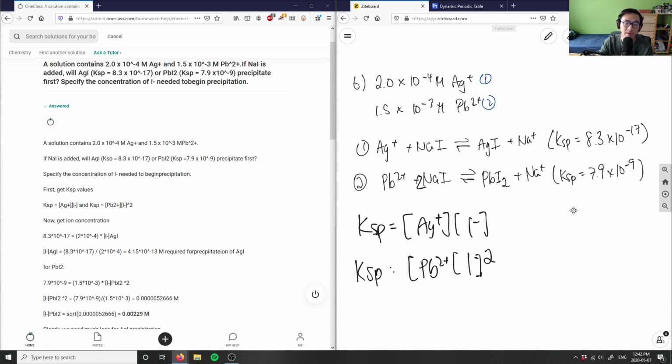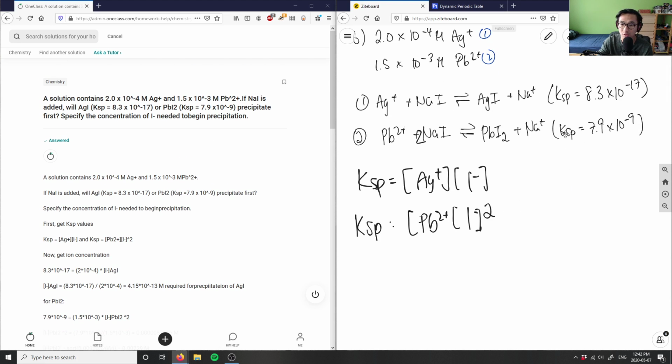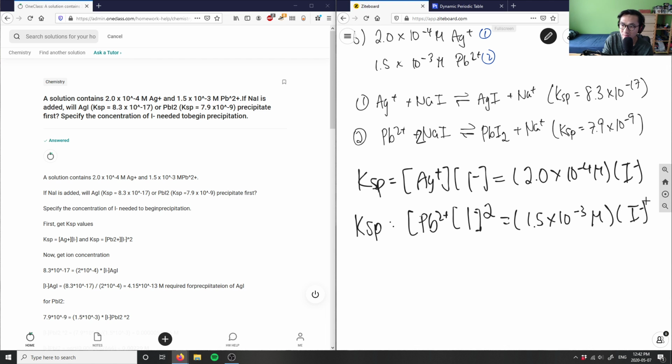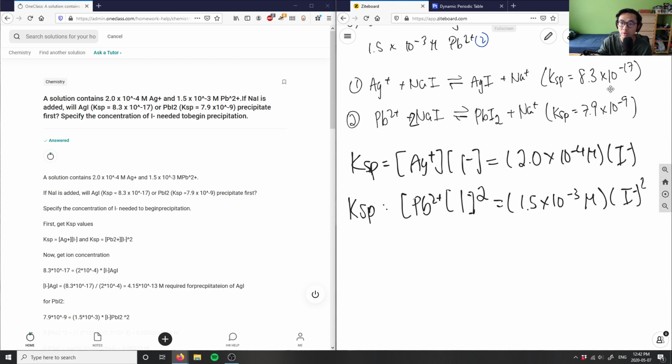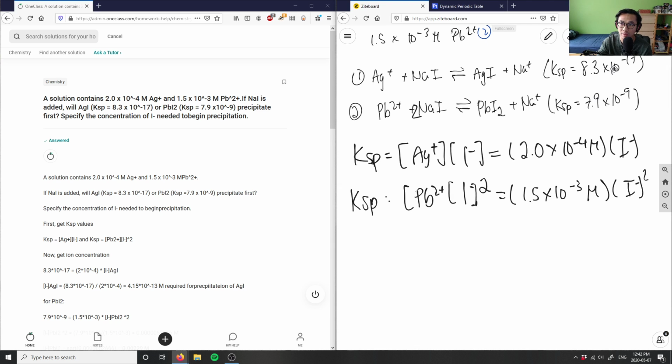Now what I can do here is substitute my concentrations to solve, right? Let me do that for you. I have 2.0 times 10 to the negative 4 molar times I-. This would also equal 1.5 times 10 to the negative 3 molar times I- to the power of 2. I believe they did the exact same thing here and plugged those values in. And remember, we know that our KSP values are 8.3 times 10 to the negative 17 and 7.9 times 10 to the negative 9.